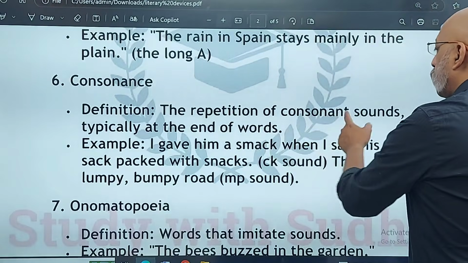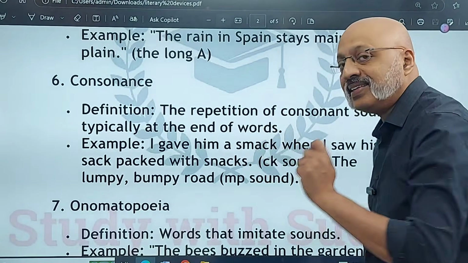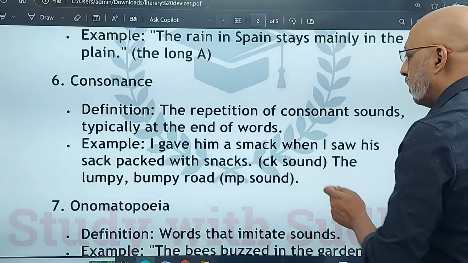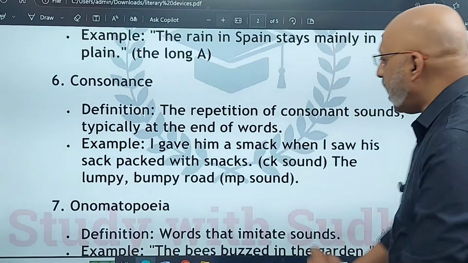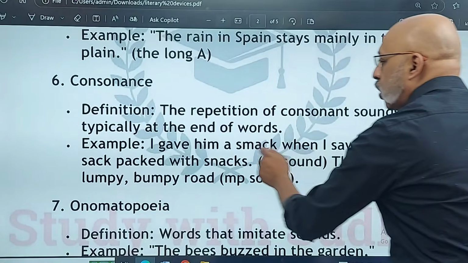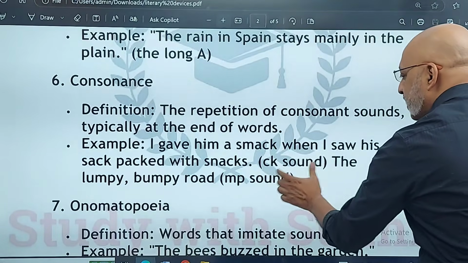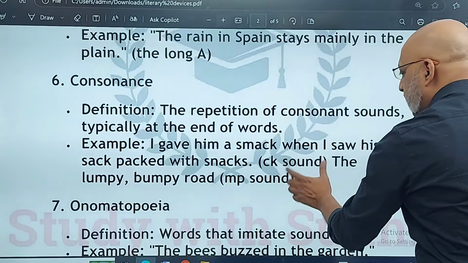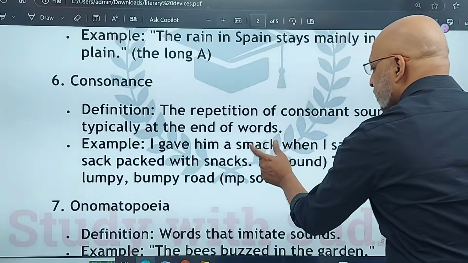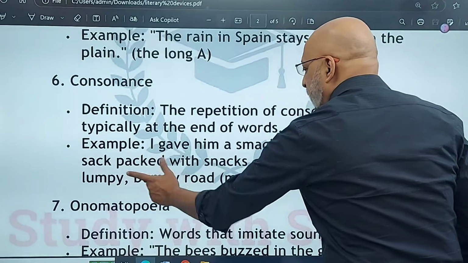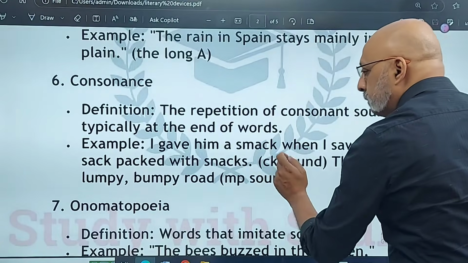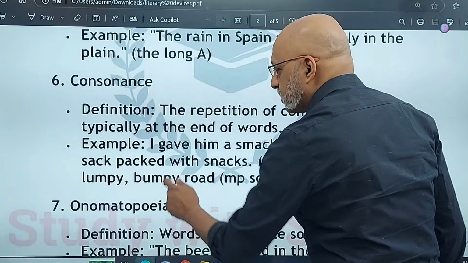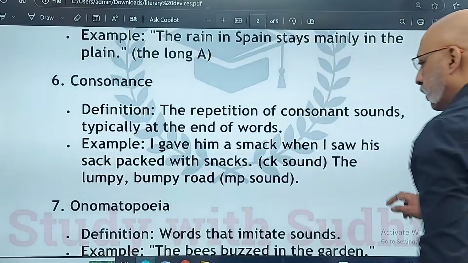The repetition of consonant sounds, typically at the end of the words. For example, I gave him a smack, which means ek thappad. I gave him a smack when I saw his sack packed with snacks. The sk sound, the k sound which has been repeated: smack, sack, packed, snacks. The lumpy, bumpy road, the mb wala sound, the mp wala sound, lumpy, bumpy road.